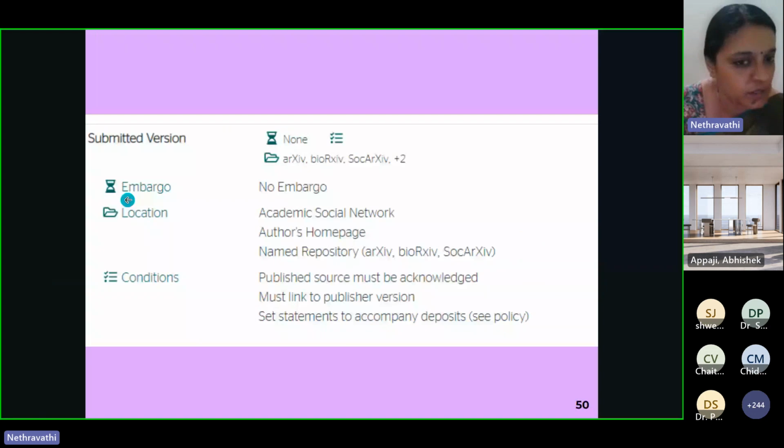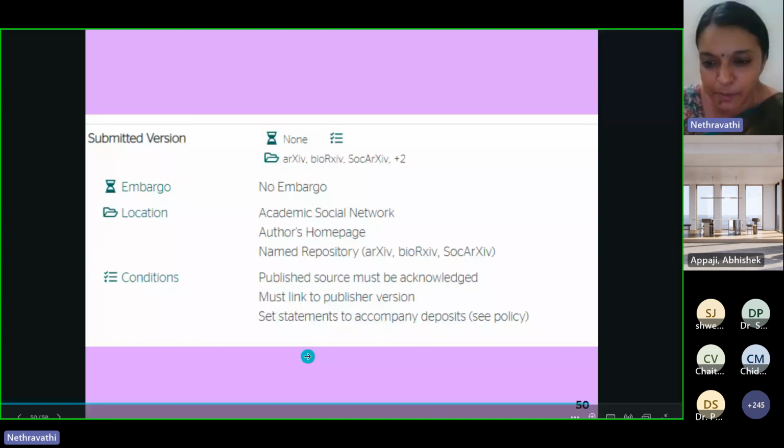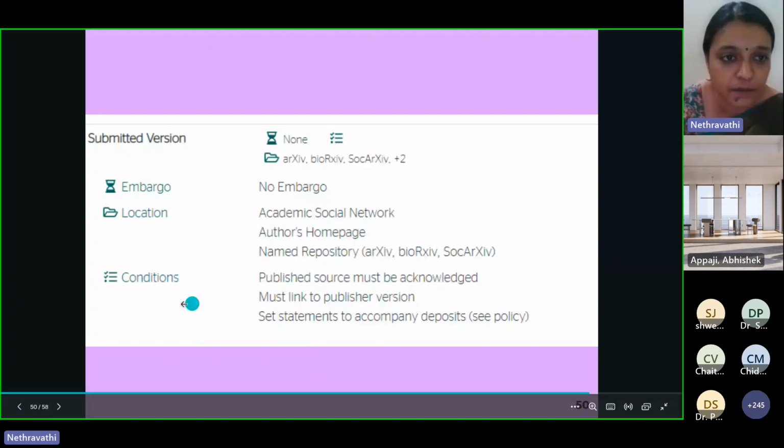So what is the embargo? There is no embargo on the submitted version. And where can I upload my paper? I can upload it in an academic social network, or my own homepage if I have one, or any named repository called arXiv, etc. But there are some conditions. We always have that star, right? Conditions apply. So here also conditions apply. Published source must be acknowledged. If it is published, you must link to the publisher version and set statements to accompany deposits, if there are any deposits. This is for the submitted version.